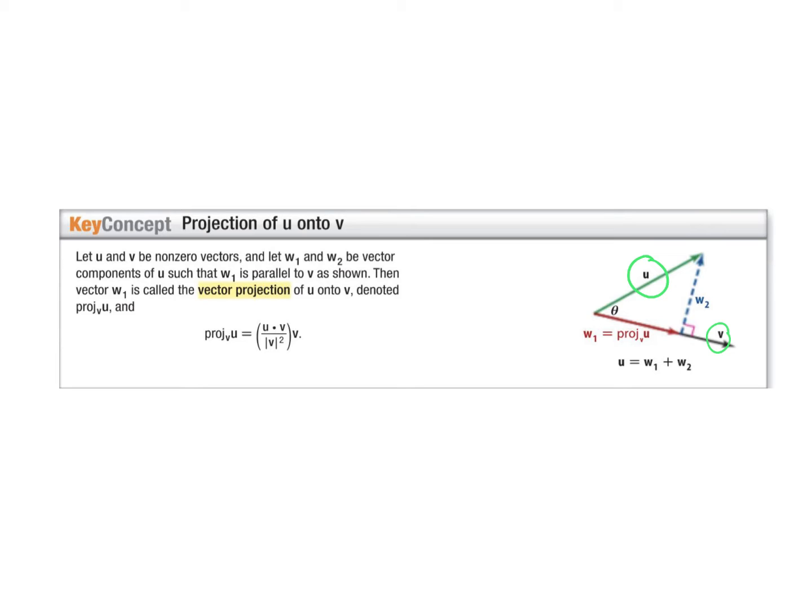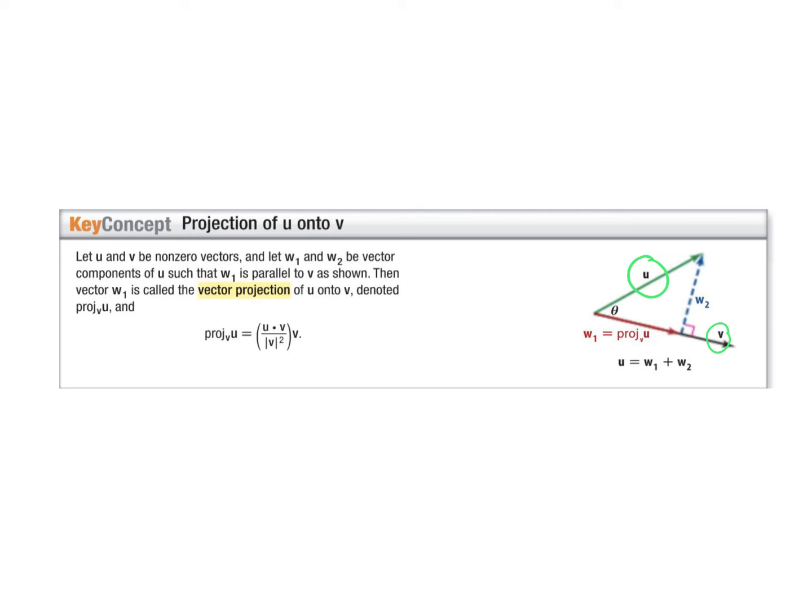What it's saying is that we let w1 and w2 be vector components of our u. So we're building that right triangle that we use the trig for in the second half of 8-1. And we can then call the vector w1 the projection of u onto v, because it is literally sitting, it's that horizontal component sitting on vector v.